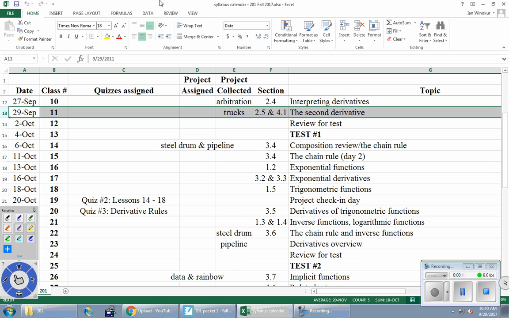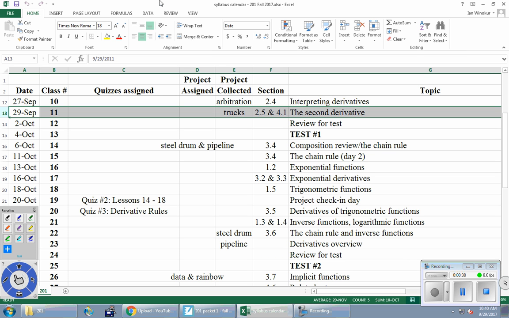So first of all, the arbitration project was due last time. If you turned it in to me, I have handed it back. If you have not yet turned it in, throw it in the folder. I do take them up to 1 week late with varying penalties. Also, trucks is officially due right now, so if you've got it done, throw it in the folder for me. Again, I will take trucks up to 1 week late with varying penalties.